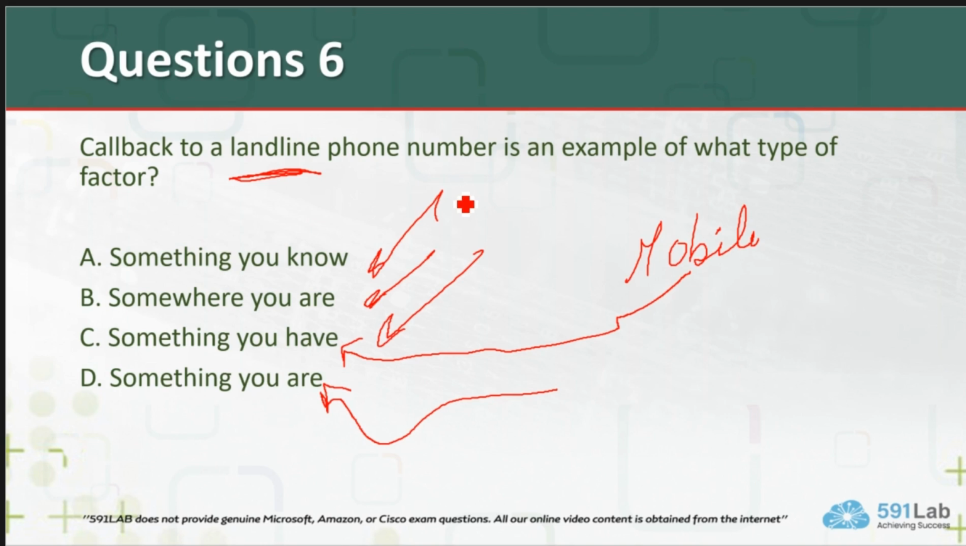So if I want to verify someone with a landline call, this is going to be an authentication factor that proves somewhere you are. Because if you're able to answer this phone, it means that you are physically existing at a specific location. So the answer for this one is B.